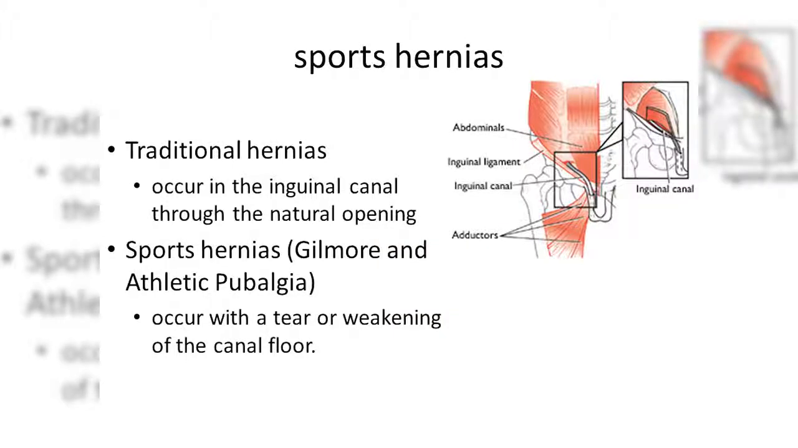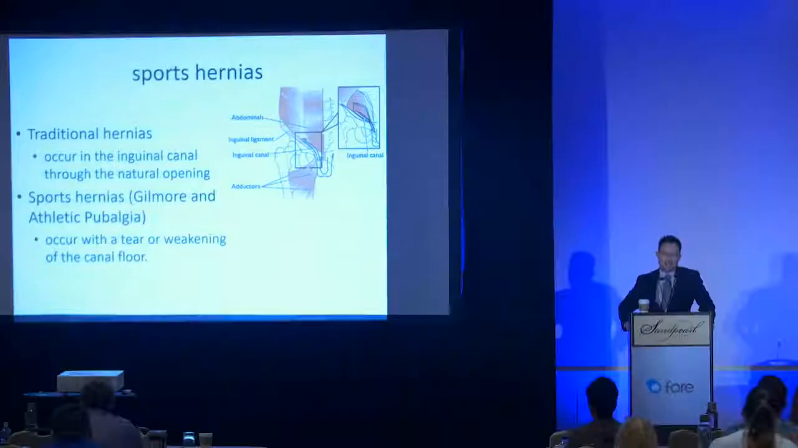And again, the important point about the hernias is that traditional hernias occur in the inguinal canal through the opening, whereas the sports hernias tend to occur more due to either a tear or a weakening on the canal floor, and that's where something may protrude. And in terms of the athletic pubalgia, it's really more of a tear at the fibroneurotic plate where the adductor muscles and the abdominal muscles attach onto the pubic bone, and it's a disruption in that pubic bone itself.